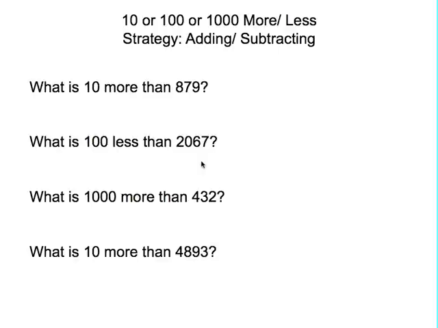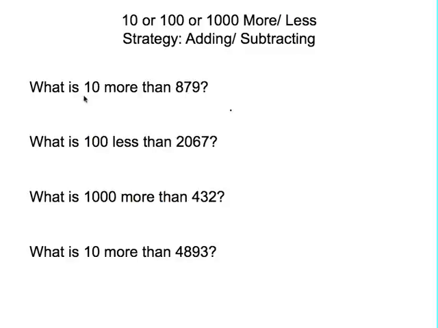Manipulating place value by tens, hundreds, and thousands by using the adding and subtracting strategy. So for example, if I want to know what is 10 more than 879, I can just go ahead and add, since it's saying more, 10 onto 879. Now I want to be really careful about how I'm lining this up.